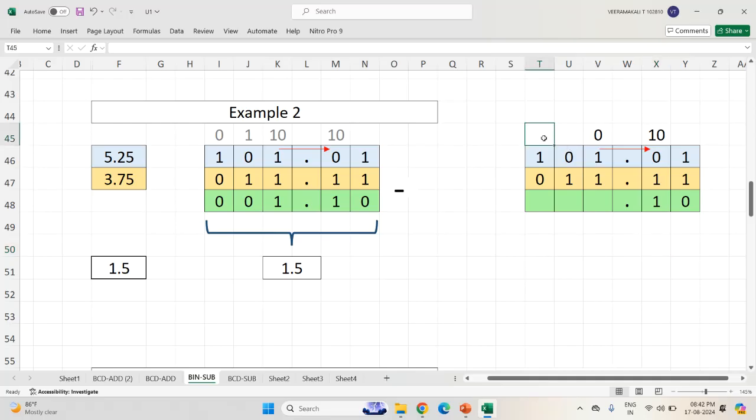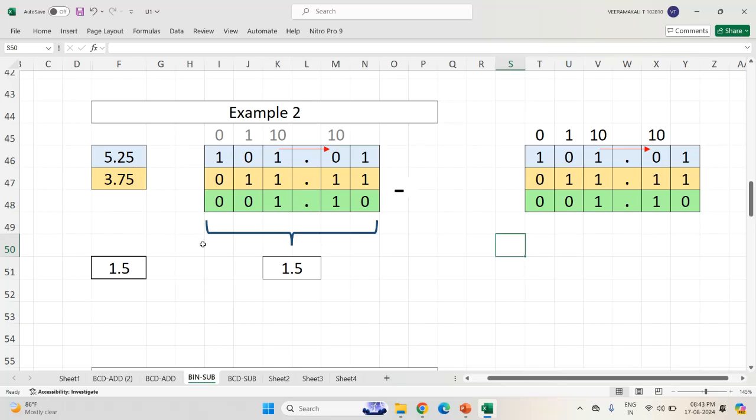So this value becomes 0. This value becomes 1. I can do borrow operation again. So this value becomes 1. This value becomes 10. So 10 minus 1, 1. 1 minus 1, 0. 0 minus 0, 0. So this is what happened here. So 1.1 is the answer. The equivalent decimal value is 1.5. You can cross-check this value.